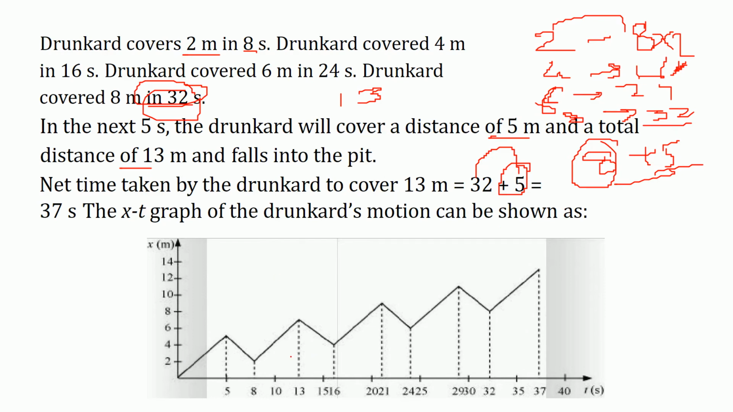Now the graph will be a zigzag. It will be quite easy. This is the time, this is the x. We have taken from 2 to 14. From here we have taken, say, up till 40. Now he goes like this, then he returns like this. Then he goes like this, he returns like this. This is 5 steps, 5 seconds. Then again he comes back 3 steps, so 3 seconds, so it will be 8. Like this zigzag it goes.